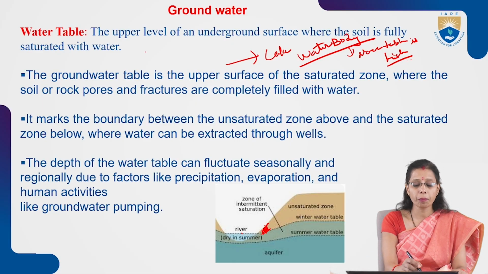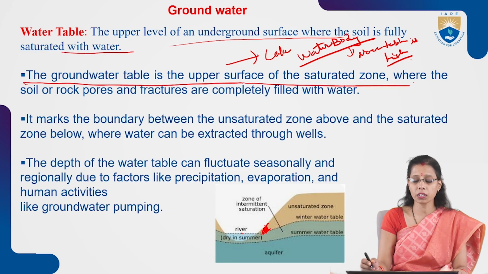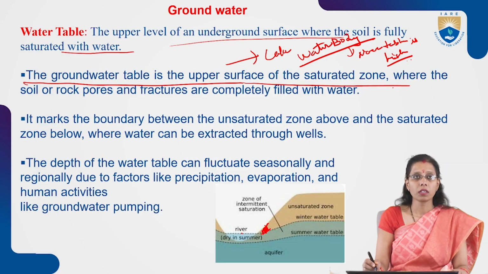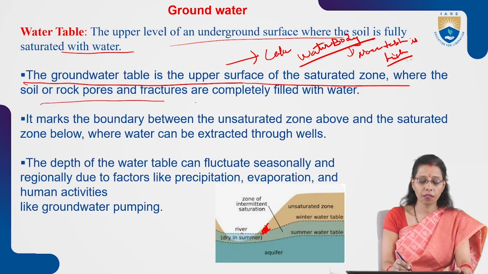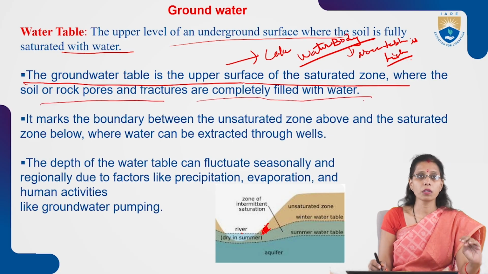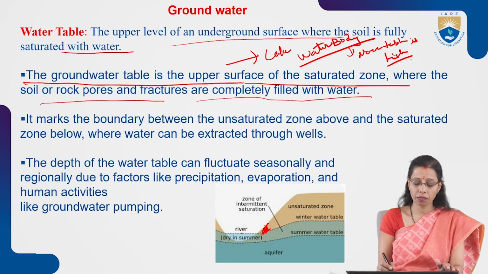So the upper level of the underground surface where the soil is fully saturated with water is the groundwater table. The groundwater table is the upper surface of the saturated zone, where the soil or rock pores and fractures are completely filled with water. So the groundwater table is the upper surface here.